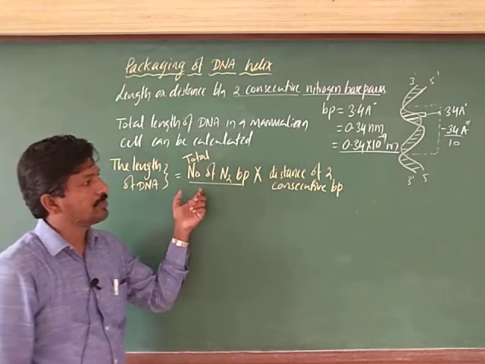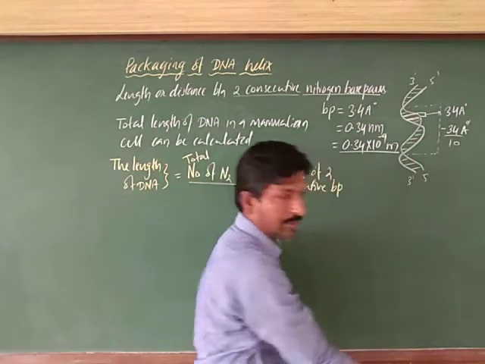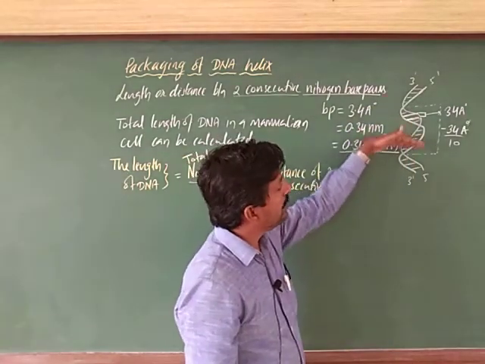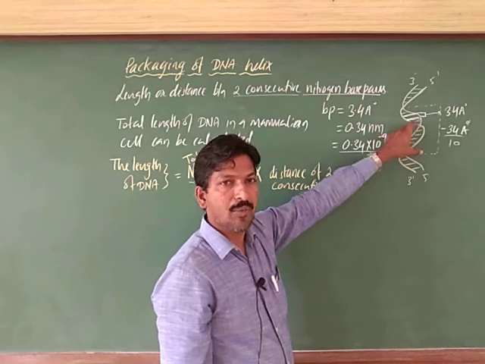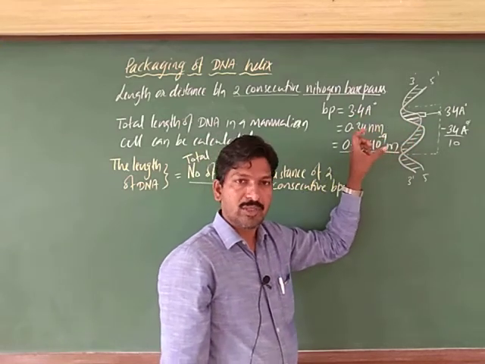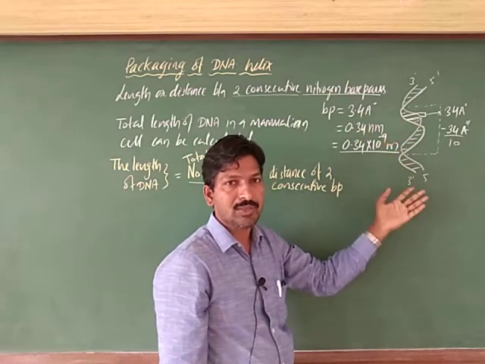Total number of nitrogen base pairs. For example, elongated chain is here. Okay, elongated chain, how many turns are there, and in each turn how many nitrogen base pairs are there. On that basis we are going to discuss.